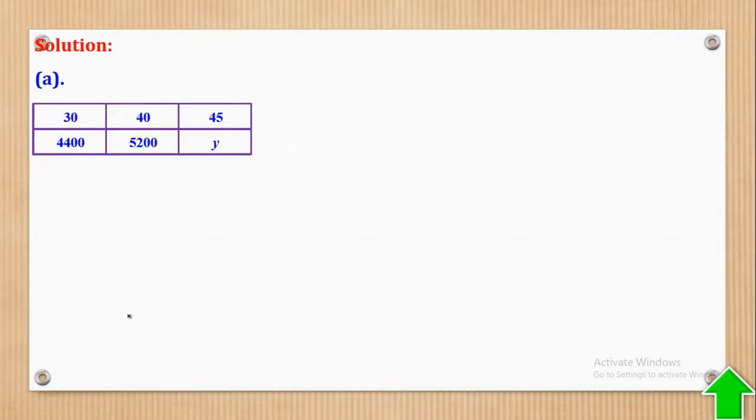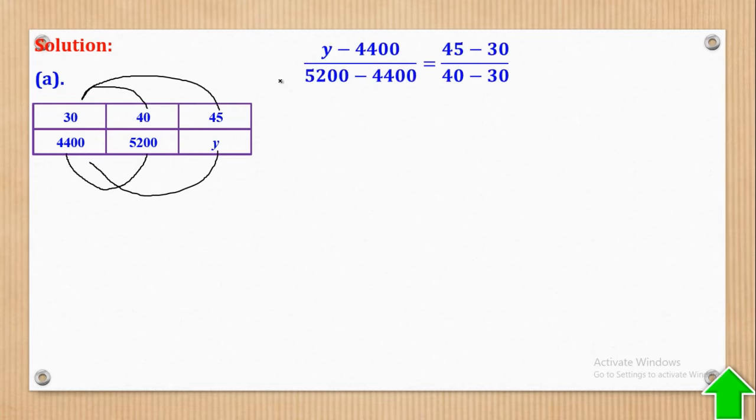Then from there we shall compare these values of y, this one and this one. It is this one which is smaller, so we are going to say that y minus 4,400 divided by 5,200 minus 4,400 is equal to 45 minus 30 divided by 40 minus 30. So when we do that, we shall come up with that, and when we make y the subject, y will be equal to shillings 5,600.